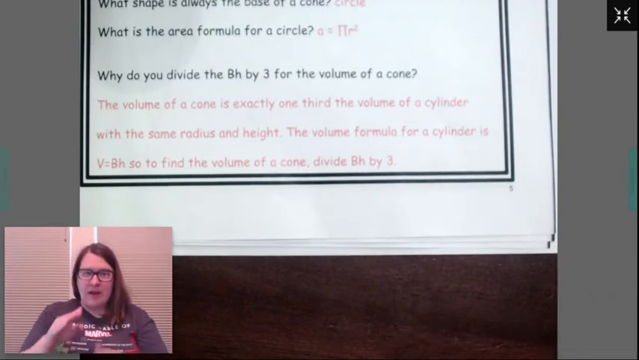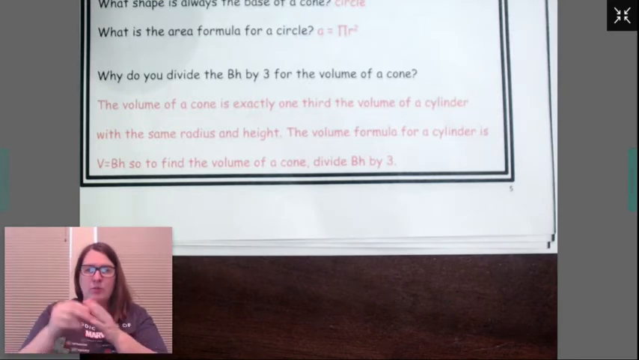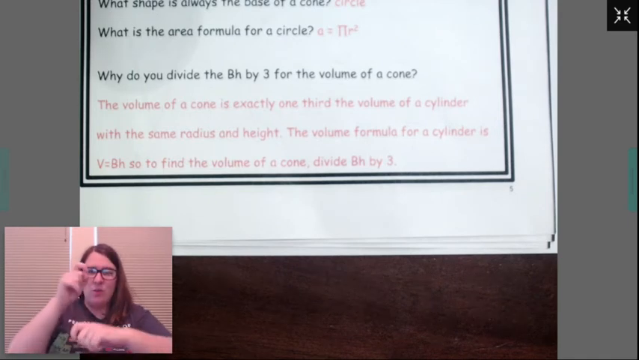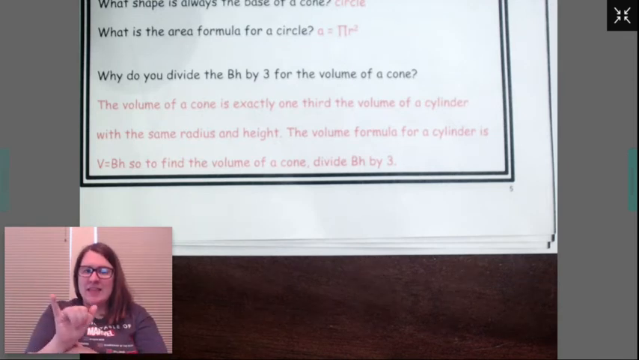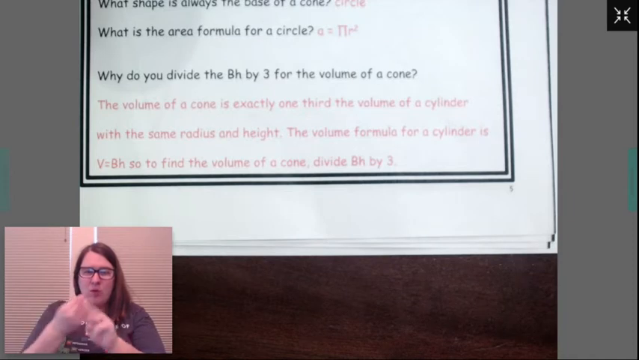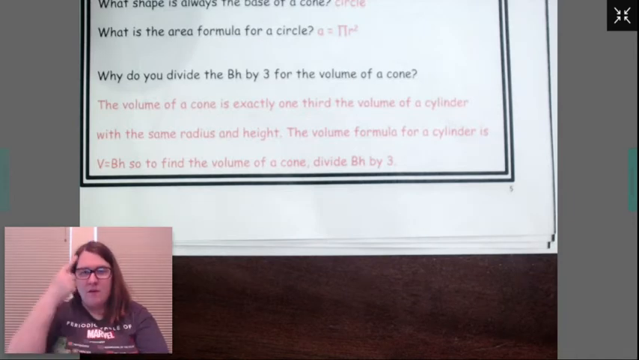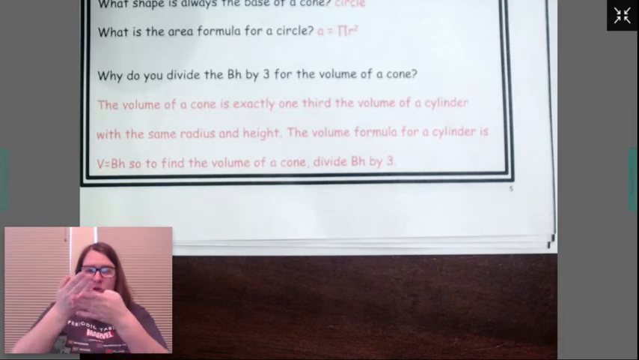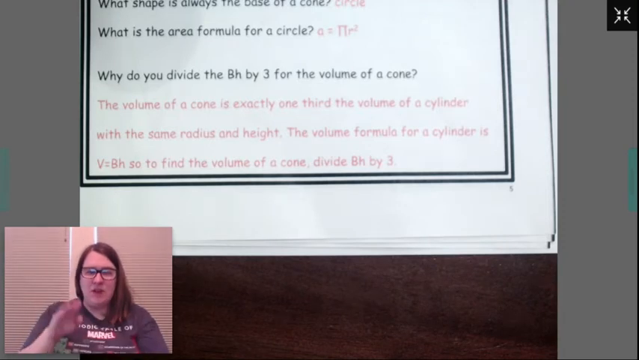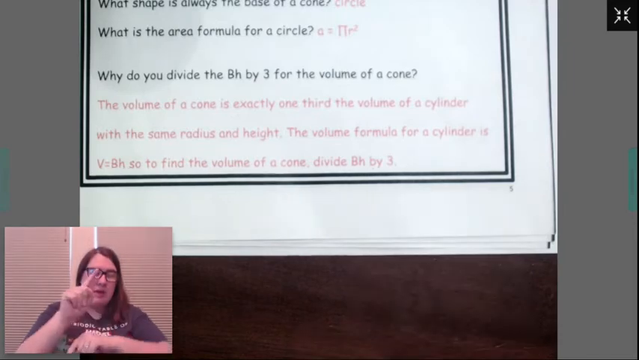Why do you divide the base and height by 3 for the volume of a cone? The volume of a cone is exactly 1/3 the volume of a cylinder with the same radius and height. The volume formula for a cylinder is V equals base times height. To find the volume of a cone, you take base times height divided by 3. Multiply by 1/3.